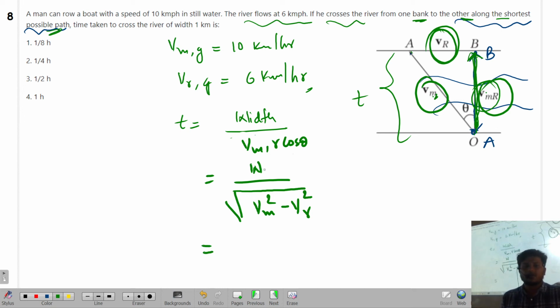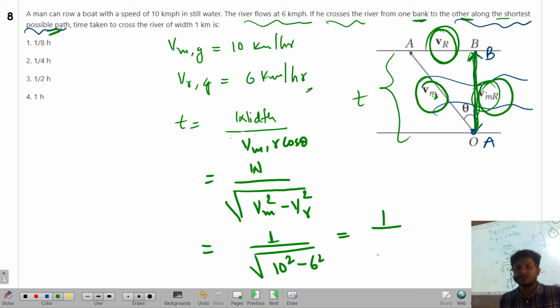So therefore, what is the width of the river? 1 divided by root over velocity of man, which is 10. 10 square minus 6 square. That is how much? Root over 1 by 64. That is 8 hours. So what is the answer? 1 by 8 hours. Got it or not? Any kind of doubt? Tell me. Again, if you have doubt, just ask me. Okay.